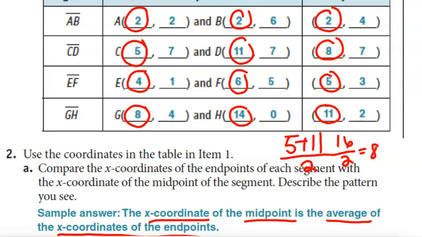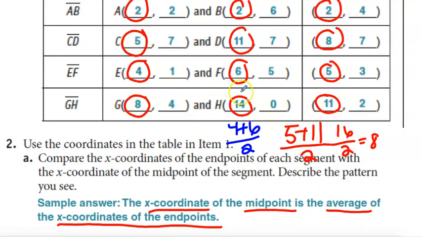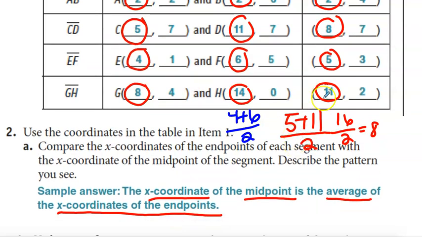Let's try it again. 4 plus 6. I'm going to average those two numbers, meaning I'm going to divide by how many there are. 4 plus 6 is 10. 10 divided by 2 is 5. So it worked out. We can try it again over here. 8 plus 14. If I add those together, I get 22. 22 cut in half is 11. Okay? So if you average the x values, they will give you the midpoint x value.